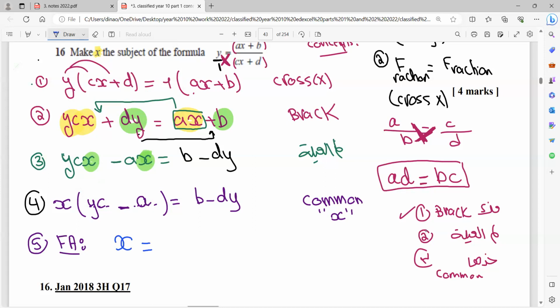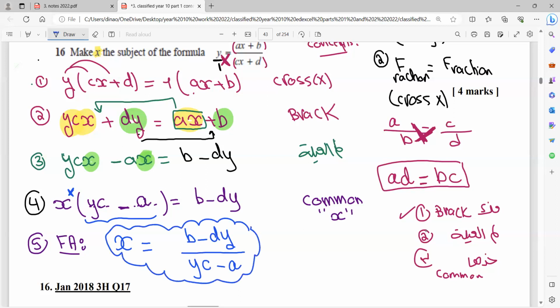So in this case, the x is multiplied with the bracket. I need to remove the bracket from this side. So the right-hand side will remain as it is since the bracket is multiplied. So I move it by division and move the whole bracket. So I end up with yc minus a. And there goes your final answer over here.